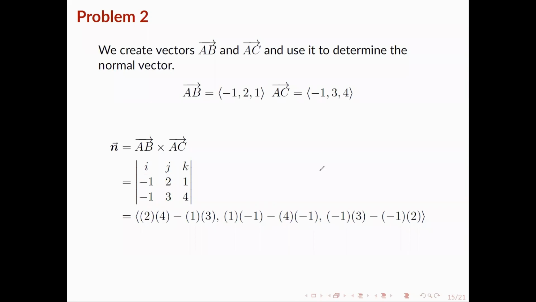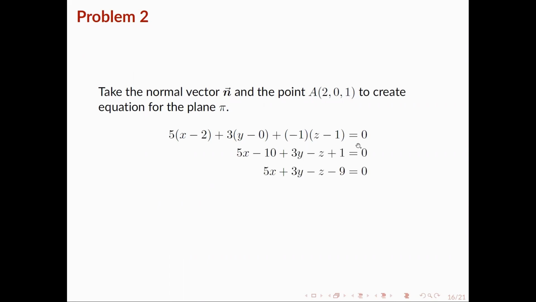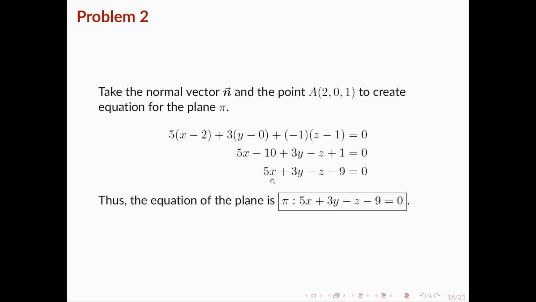And then, upon simplifying, we're going to have the normal vector to be 5, 3, and -1. So, taking the normal vector n and the point A, which is 2, 0, 1, to create the equation for the plane pi, we have 5 times quantity x minus 2 plus 3 times quantity y minus 0 plus -1 quantity z minus 1 equals 0. And upon simplifying, we're going to get the general equation of the plane to be 5x plus 3y minus z minus 9 equals 0.